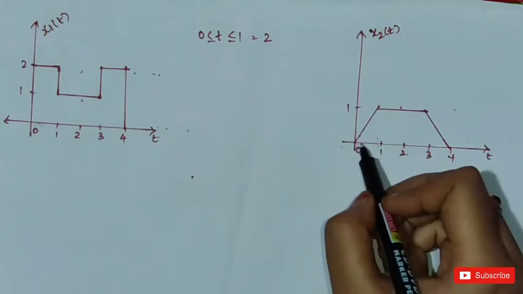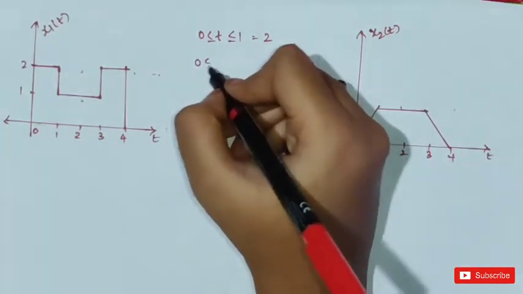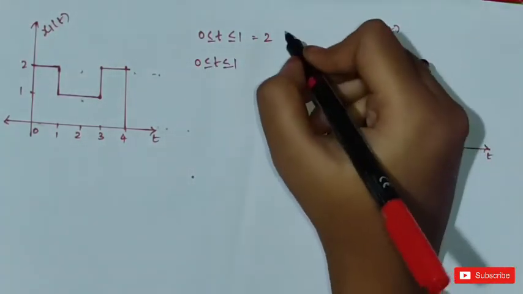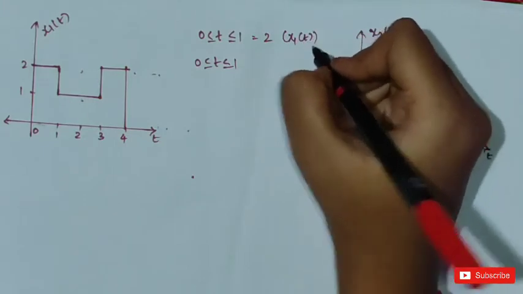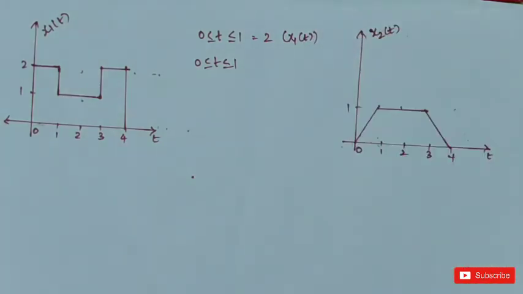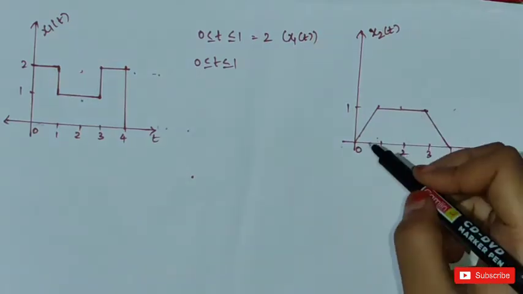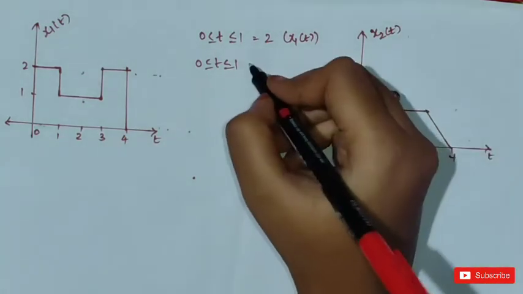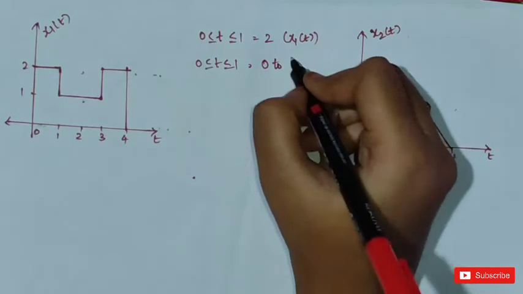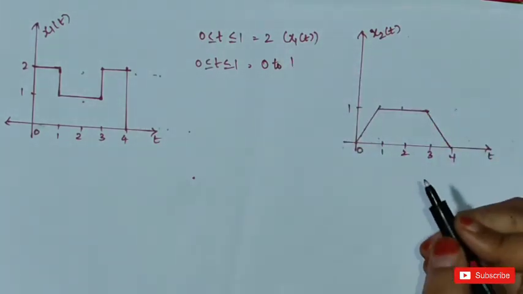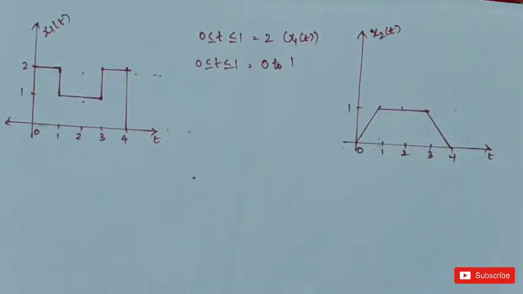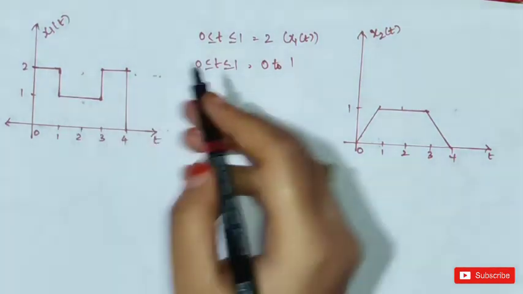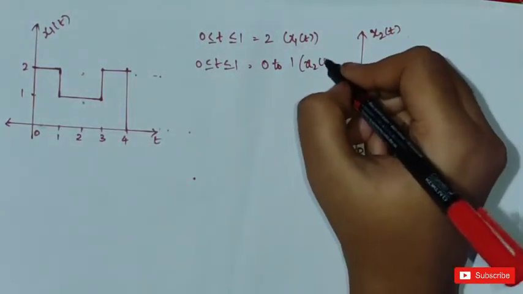In the same way, in between the interval 0 to 1, x1 of t is equal to 2. And in the same interval, the x2 of t value is rising from 0 to 1. It is not constant. Now, this is x2 of t.